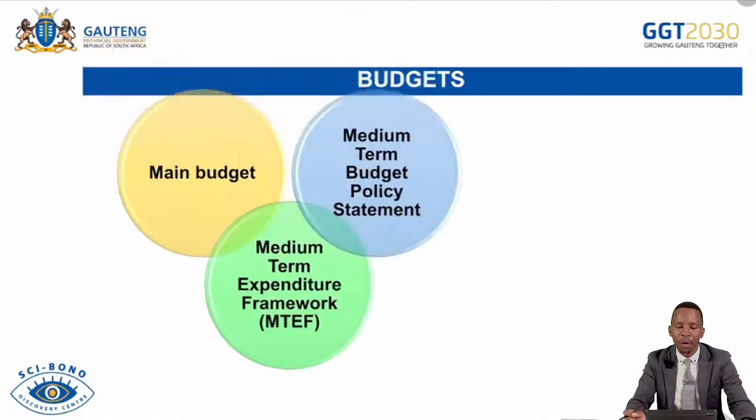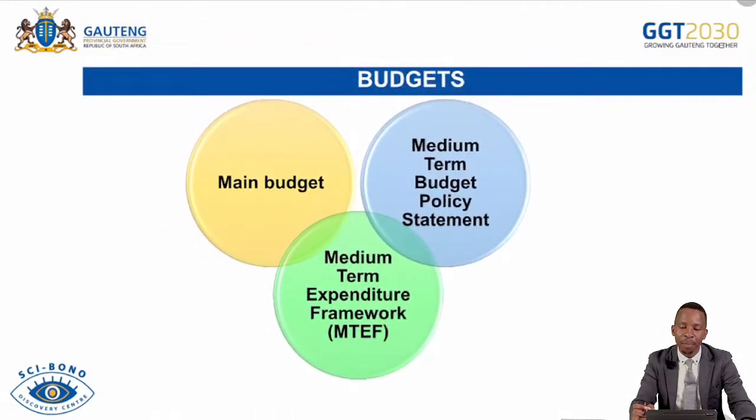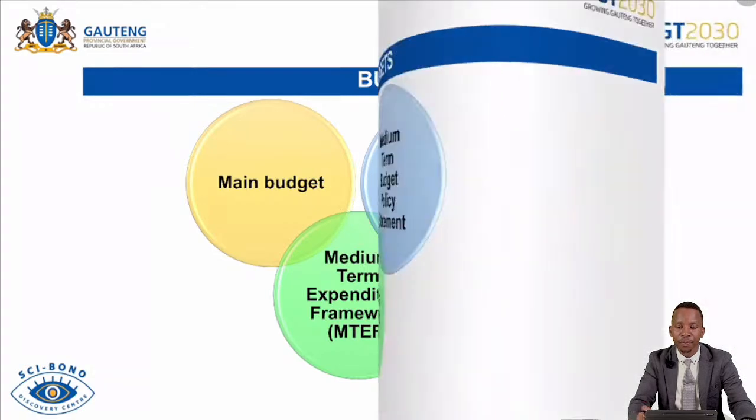And then the public sector. Remember, we have budgets, 3 of them. We have the main budget, we have the MTEF, medium-term expenditure framework, as well as the medium-term budget policy statement. 3 of them. You must be able to distinguish between them. It is very important that you can give the difference between them.